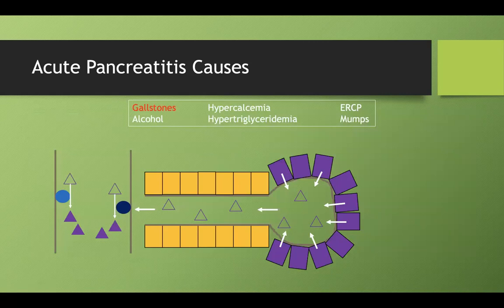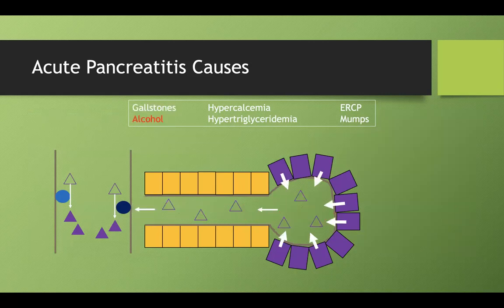So in gallstones, what's happening is pretty straightforward. As you remember, the common bile duct meets up with the main pancreatic duct. So if a gallstone makes it all the way down and lodges itself in there, you can have a blockage of your main pancreatic duct. And what'll happen there is that over time, your trypsinogen molecules can get activated and they can cause damage.